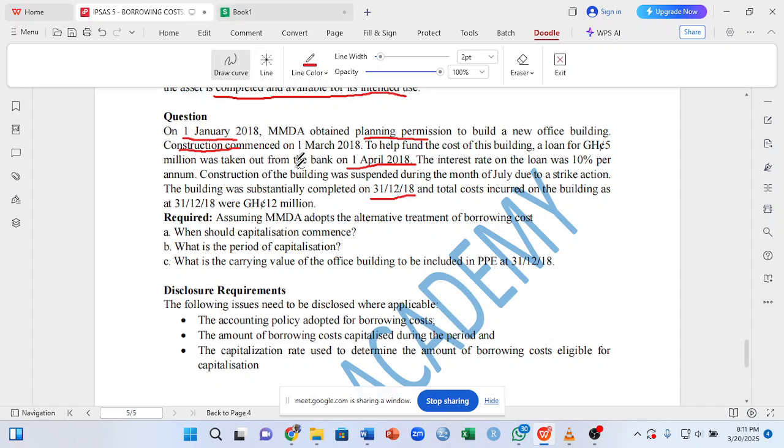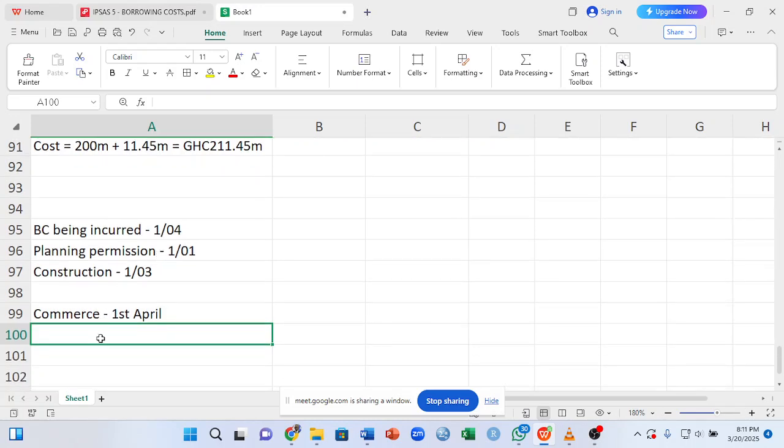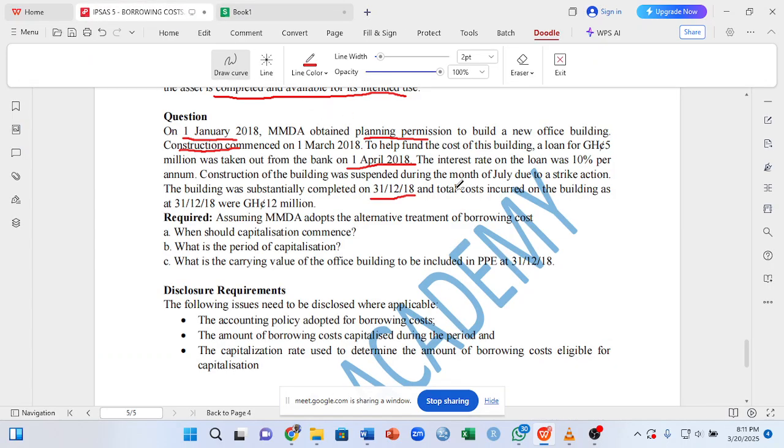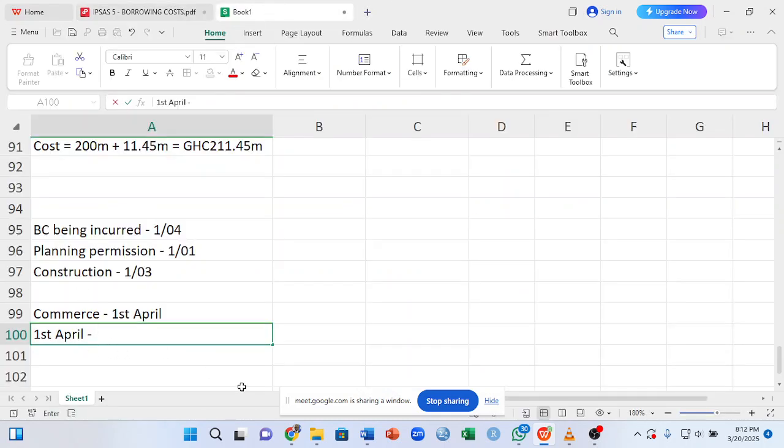So the first time we started from 1st April till when there was a suspension. Remember there was a suspension during the month of July due to a strike action. So July is not part of it. This period will be from 1st April to which date? To 30th June. That will be the first period.